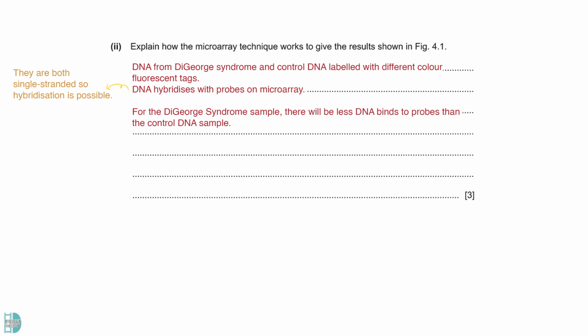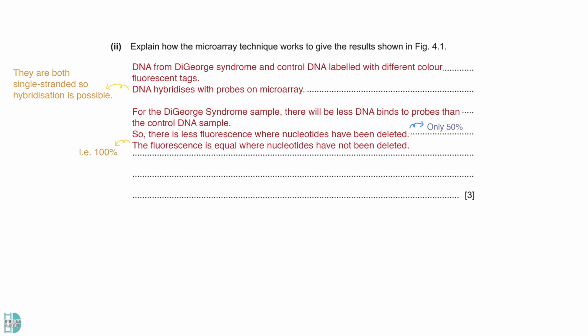The sample from the patient with DGOT syndrome would have less DNA binding to the probes than the control DNA since many of the nucleotides are deleted. So, there is less fluorescence. However, the fluorescence is equal when nucleotides have not been deleted.